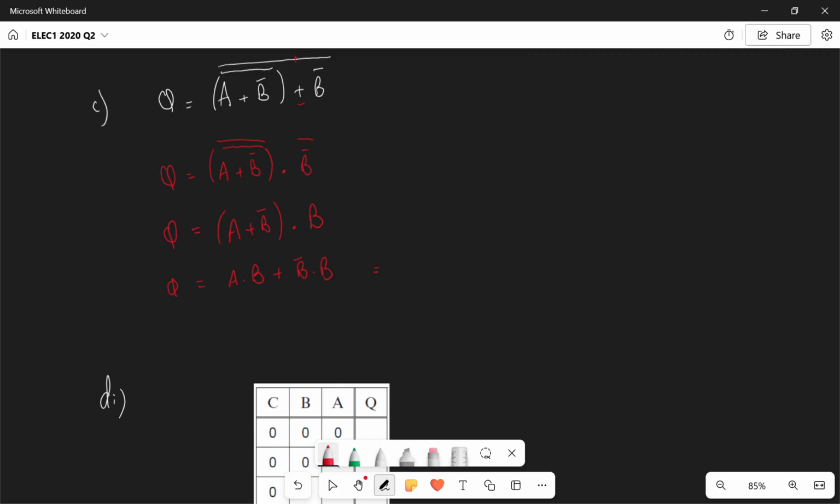And that is equal to A and B, or, now your Boolean expressions for not B and B, hopefully you know that that is 0. And again, from your Boolean identities, anything or 0 is whatever the other thing is. So that is going to leave us with A and B as an answer.